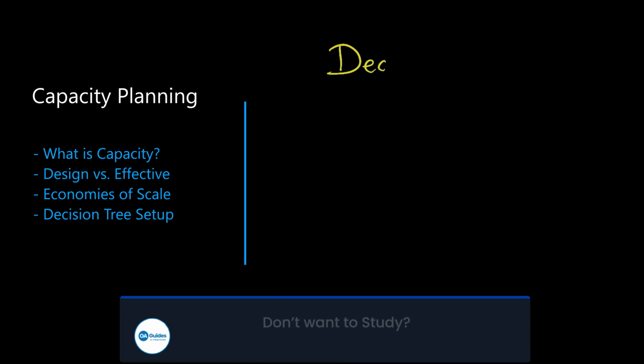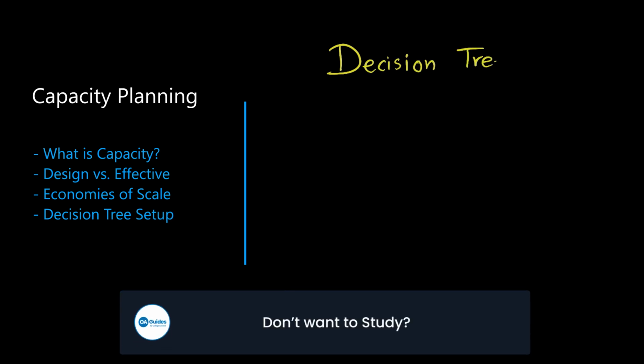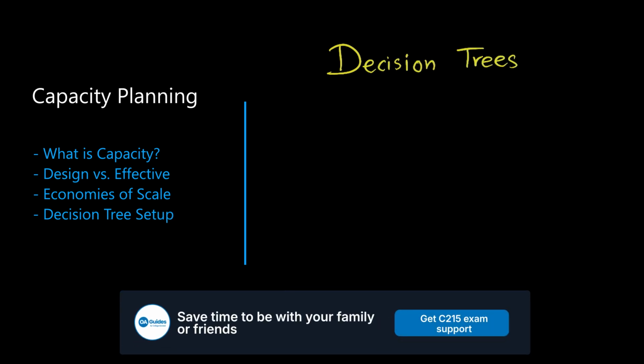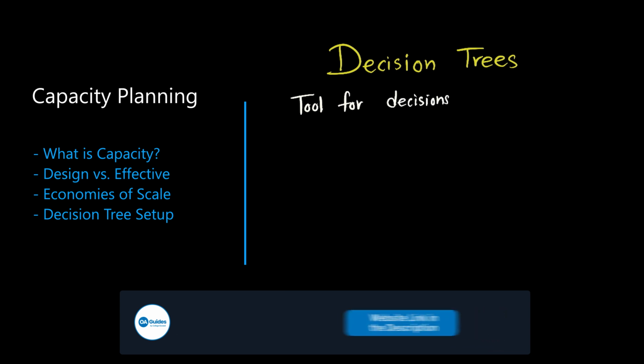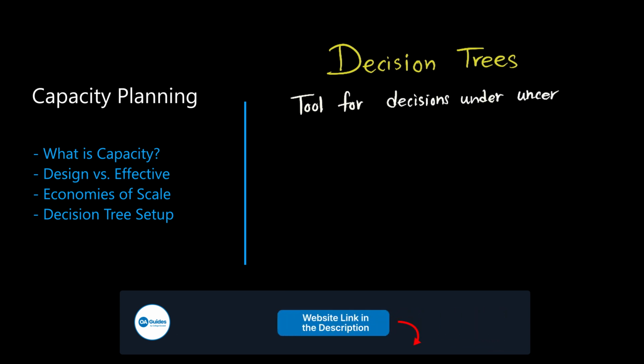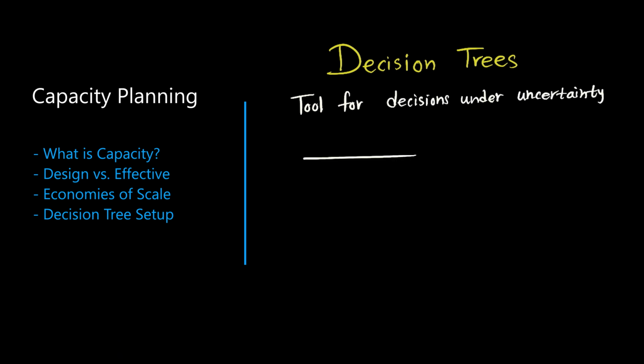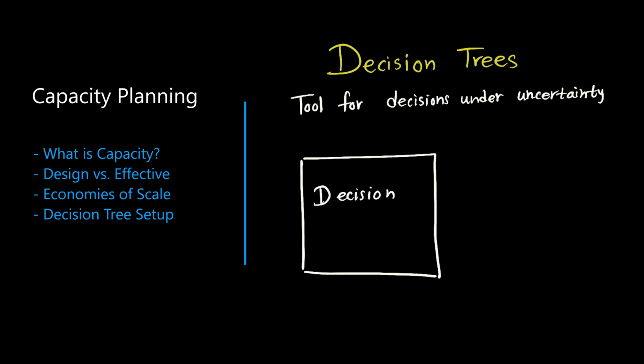Making a capacity planning decision under uncertainty can be daunting. A powerful tool to help is the decision tree. A decision tree is a diagram that models a decision, showing the different alternatives, the chance events that could happen, and the potential outcomes.